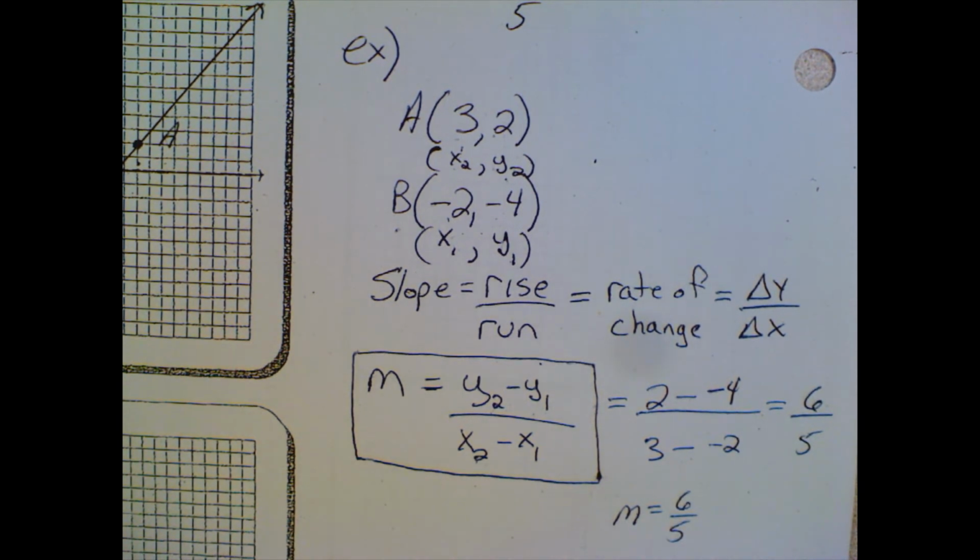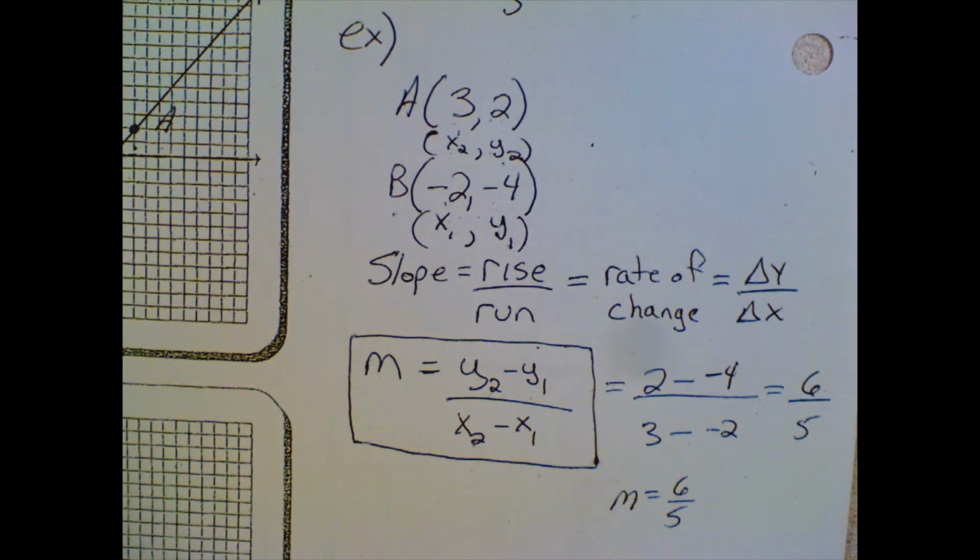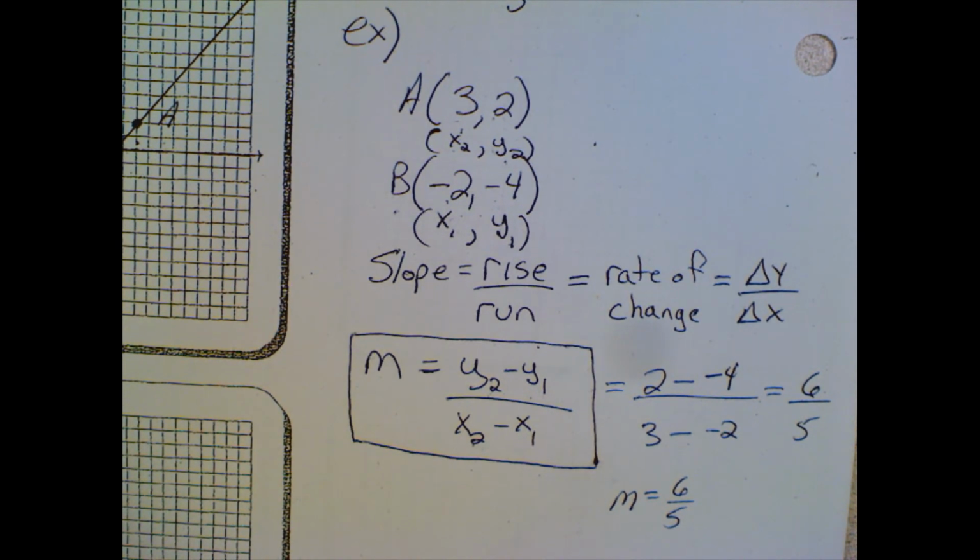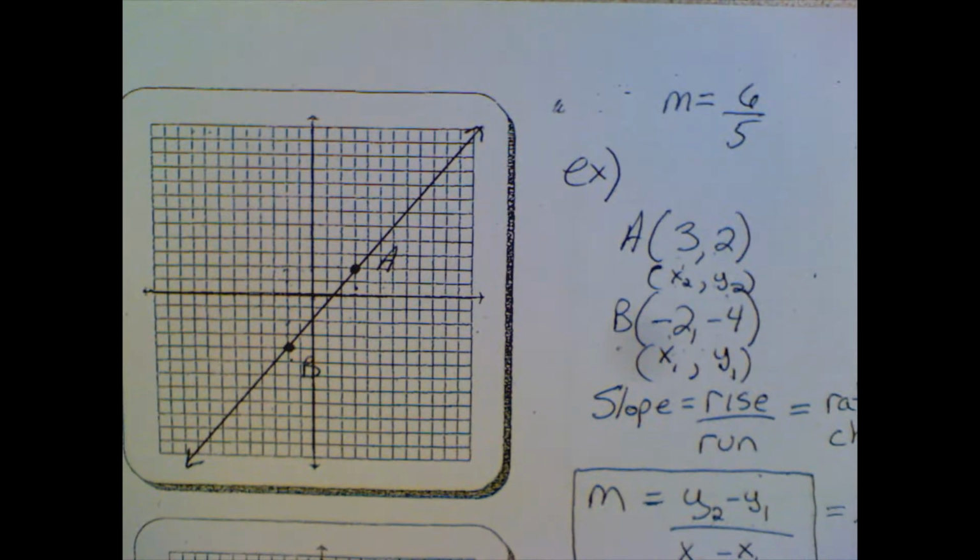Now we always use the letter m for slope, okay, and we'll talk about the history of that later on. But if you see m, that means the slope of the line. So what does that mean for us? Well, I'll tell you what.